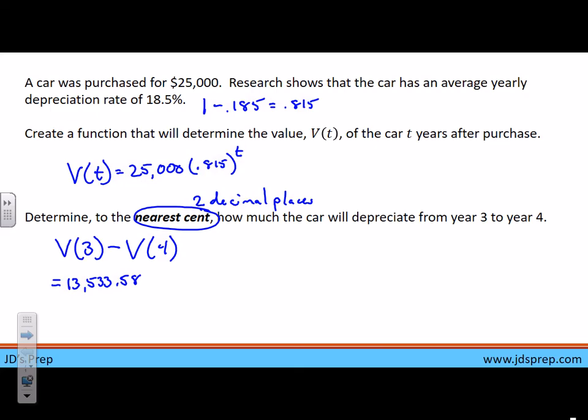If we do the same thing for v of 4, we have 25,000 times 0.815 to the fourth, that's going to be 11,029.87.